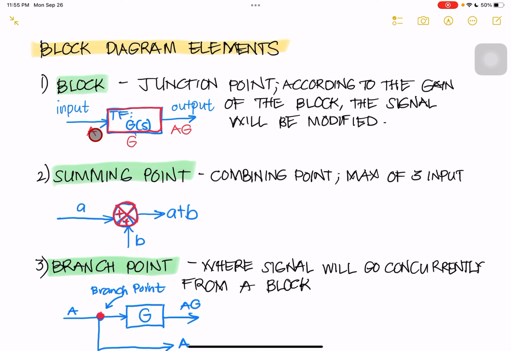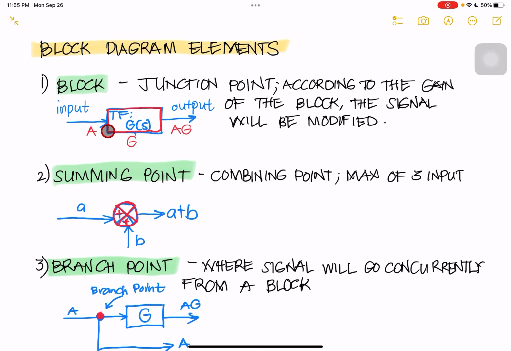Okay? So, for example, our input is, let's say, 2, and then we have a gain of 2. Therefore, the output will be 4. So, the signal is modified according to the gain. Again, the representation is a rectangle.